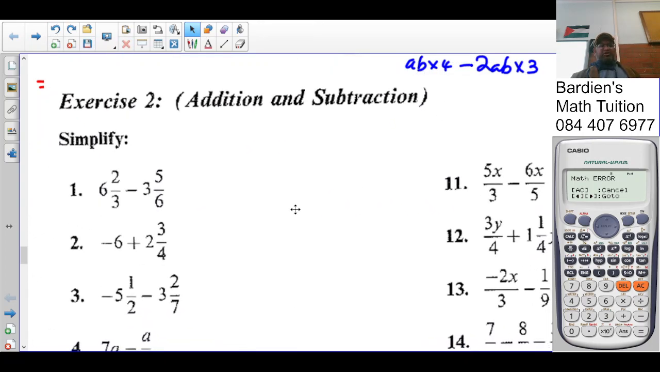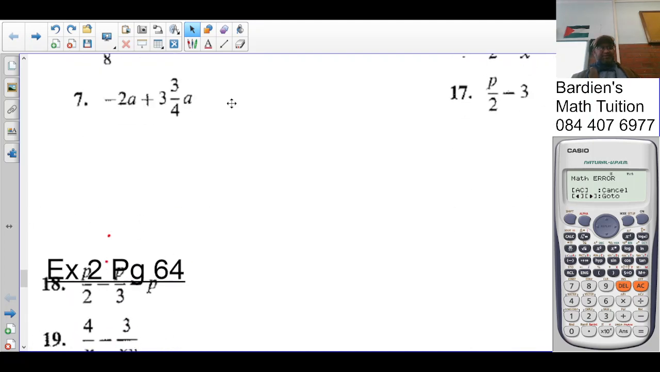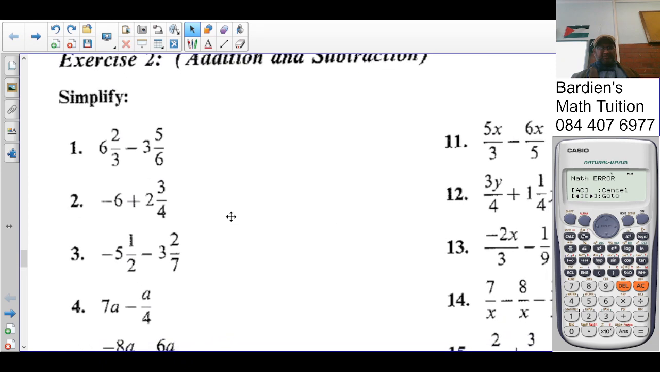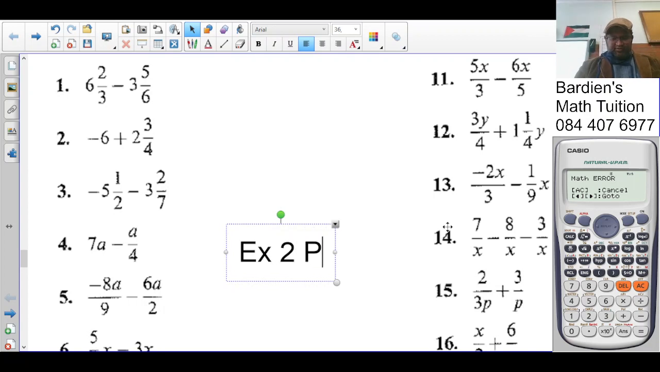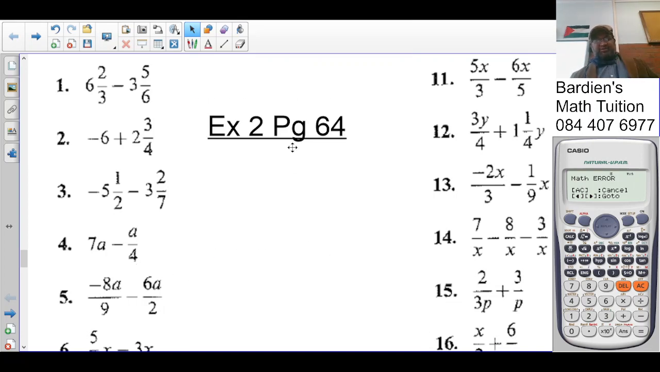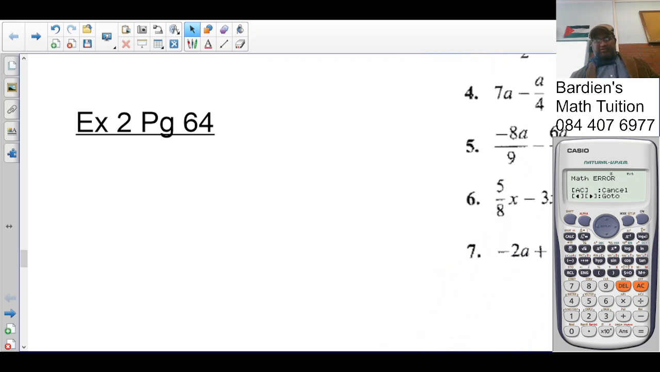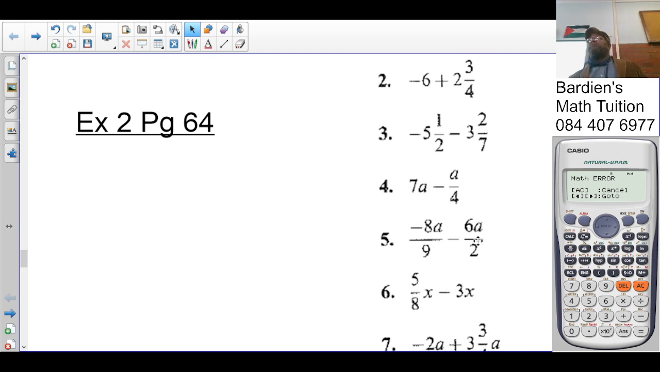From exercise 2, the even numbers. This is exercise 2, page 64. The even numbers. Any problems with the even numbers from 2, 4, 6 of those 3 numbers?